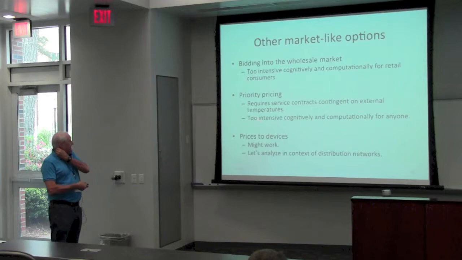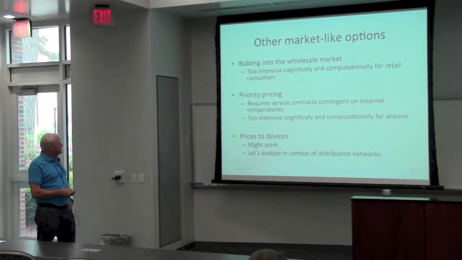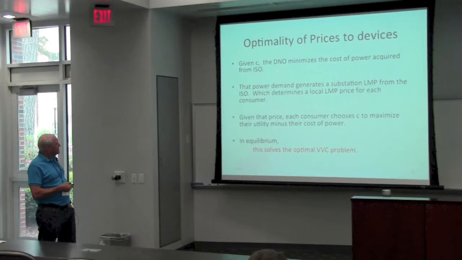Other market-like options, bidding into the wholesale market, priority pricing, prices to devices, is sort of the proposed alternative to what I just described. I did talk about it last year. It turns out that it is optimal if the way this might work is, given whatever the customers are doing, the distributed network operator minimizes the cost of power required for the network. That's easy to write out.